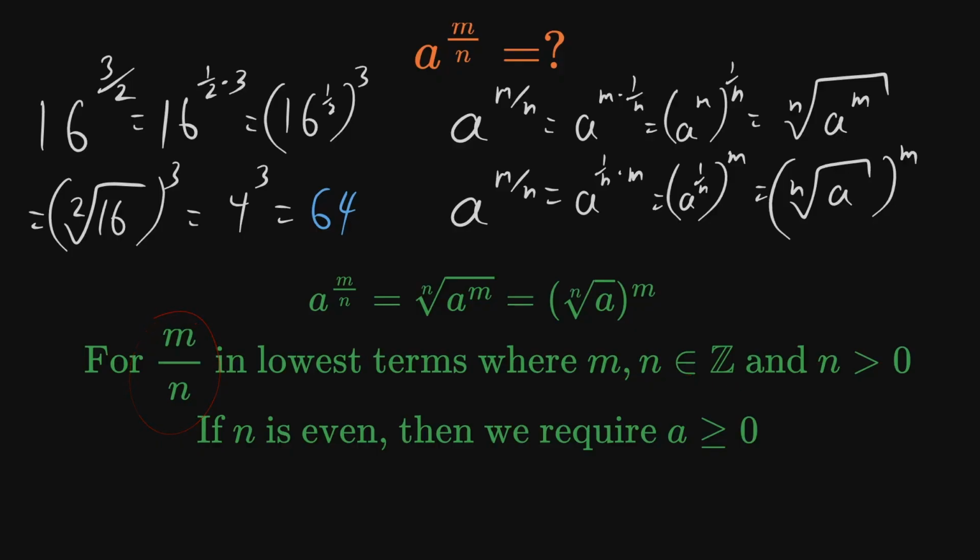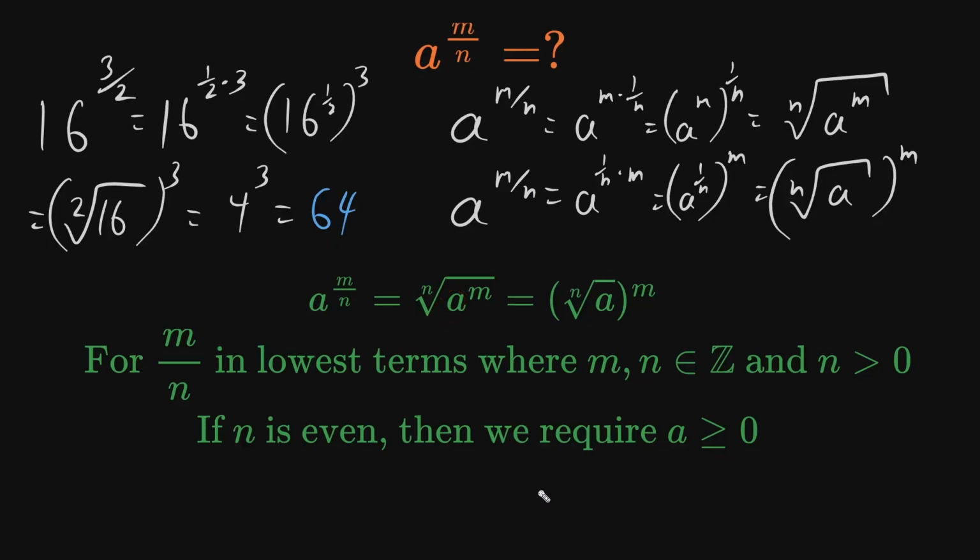That's okay. We're also saying this is going to be for when this fraction is in lowest terms, okay? So not some multiple of something. We're also saying that this n is going to be positive. If we have a negative exponent, we know what that means. We're going to take like the reciprocal, so we can work with that. But this extra caveat here is saying that if n is even, then we require this base essentially to be not negative, okay, greater than or equal to 0.